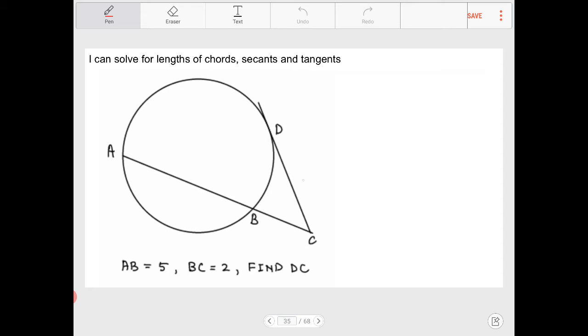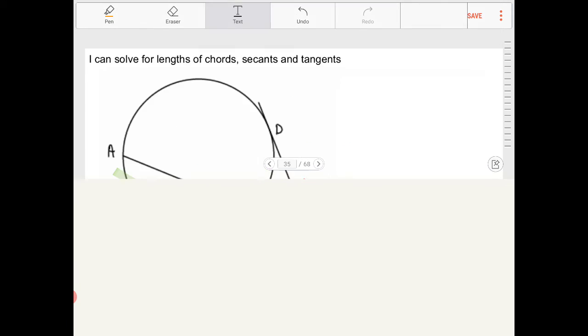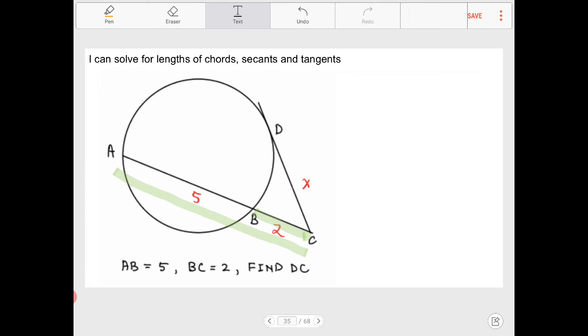So hopefully you guys had some chance to figure this out on your own. We know that DC here is a tangent, and that's what we're trying to find. Let's call that length there x. And I have AB is 5 and BC is equal to 2. Well, last I checked, okay, the formula was we take the portion of the secant line that's outside, multiply it by the overall secant line, and that should equal the tangent line quantity squared.